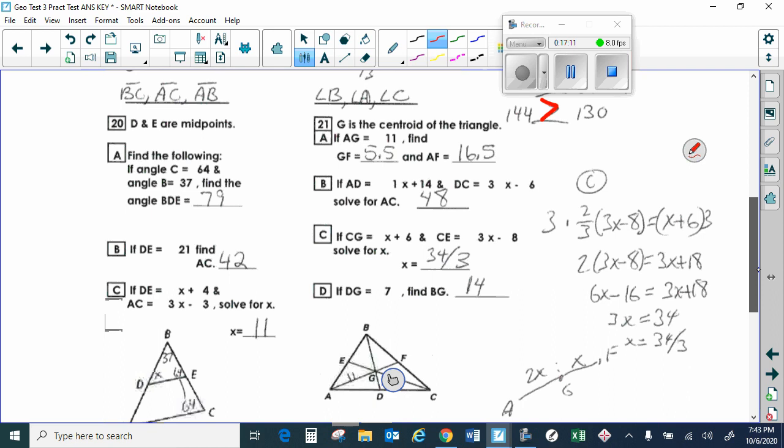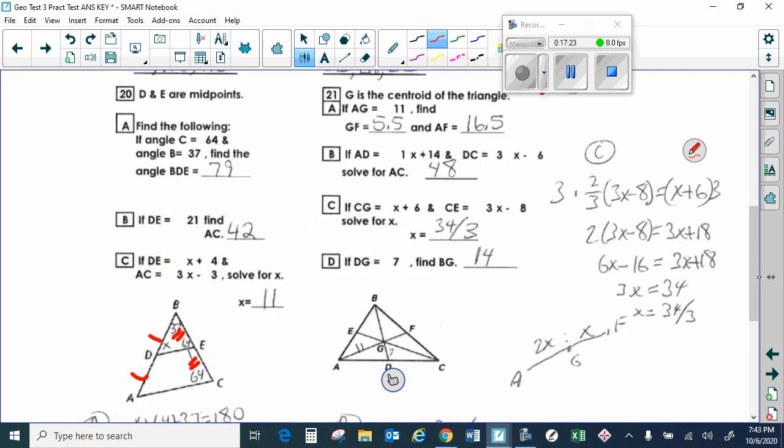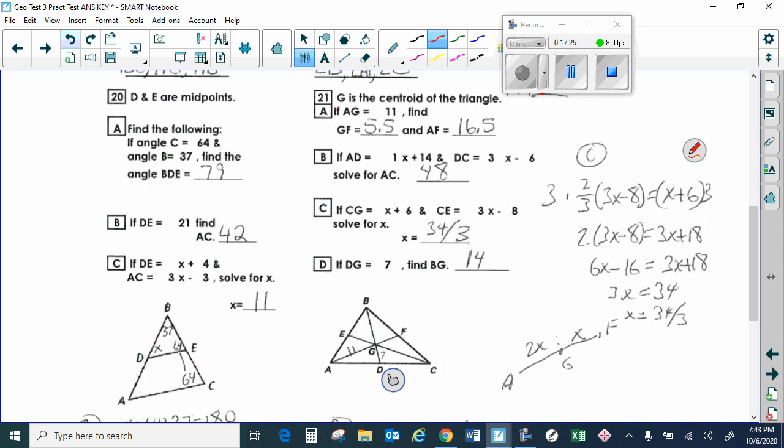Okay, number 20. We have this drawing down here at the bottom. D and E are midpoints, it tells you. So that means that equals that equals that. They're midpoints. So we have the mid-segment theorem to use right there. Okay, and it says find the following. If angle C equals 64, remember these are parallel as well. That mid-segment is half the base, and it's parallel to the base. So we have parallel lines cut by transversal. Corresponding angles are congruent. So that's why that's 64 there.